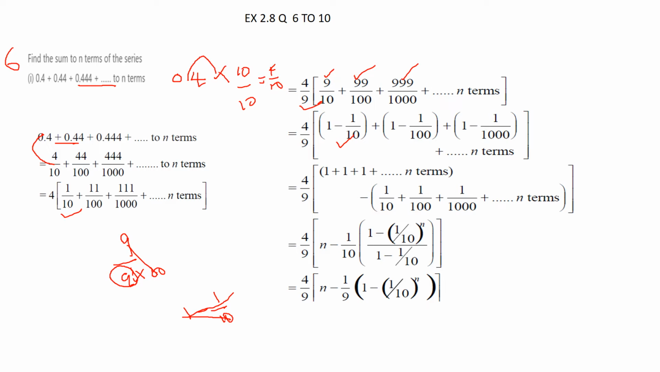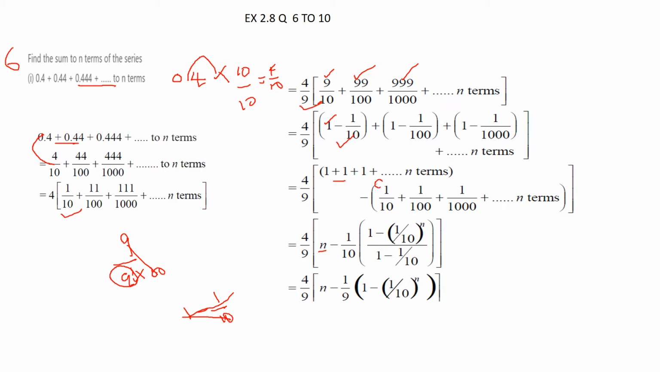to n terms. After that, take the 1s separately. So bracket of 1 plus 1 plus 1 etc. n terms minus bracket of 1 by 10 plus 1 by 100 plus 1 by 1000 etc. n terms. So 4 by 9 you write outside. The 1s sum to n, minus the GP.